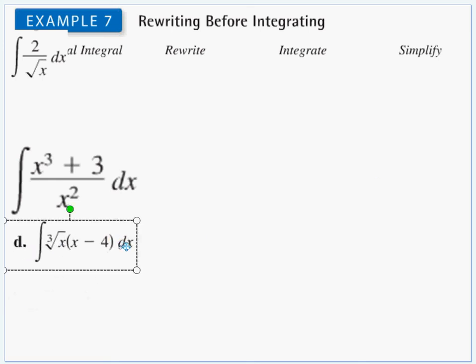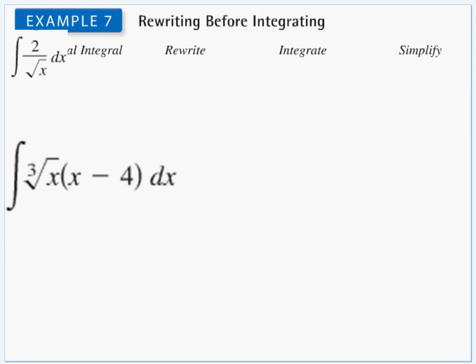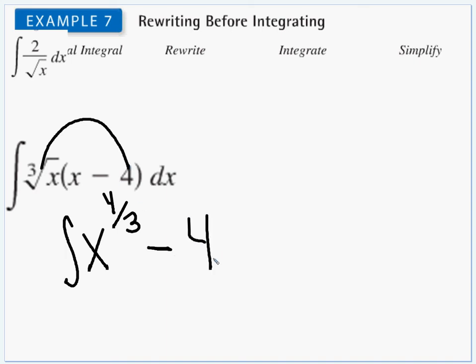The last one we're going to have to distribute before we can antiderive. So out here, this would be x to the 1/3. Here's the rewrite. X to the 1/3 times x to the 1. So we add the exponents. 3/3 plus 1/3 is 4/3. So x to the 4/3. And then minus, we will distribute x to the 1/3 to the 4. So that'll be 4x to the 1/3 dx.